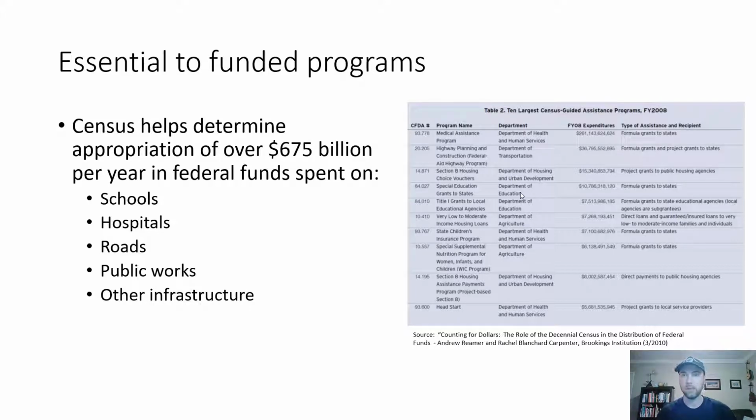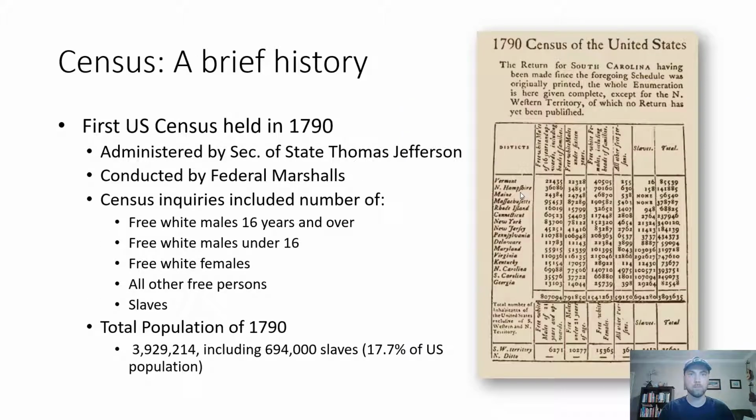And I've got a little sample table here, the 10 largest census-guided assistance programs. This is for fiscal year 2008. Obviously, these numbers are no longer relevant, but the medical assistance program for the Department of Health and Human Services received $261 billion in formula grants. Highway planning and construction went to the Department of Transportation. They received over 36 billion, and on down the list. So as you can see, just massive dollars here that are all apportioned based off of census counts.